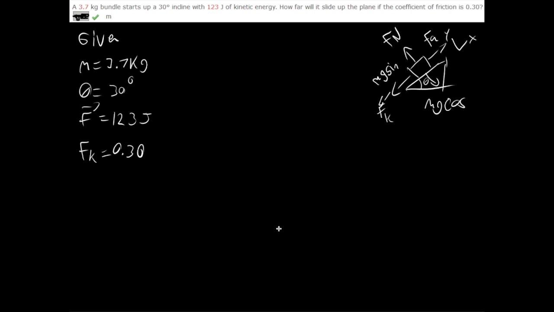Now, from here, we can say that the kinetic energy is equal to the force here. So that's kinetic energy. And the change in the potential energy at least is going to be mgh. And this is going to be m mass, gravity, change in x, sine theta.